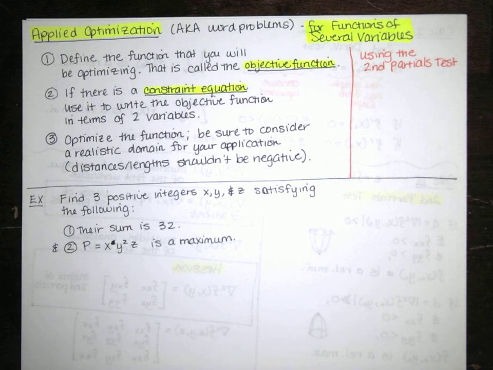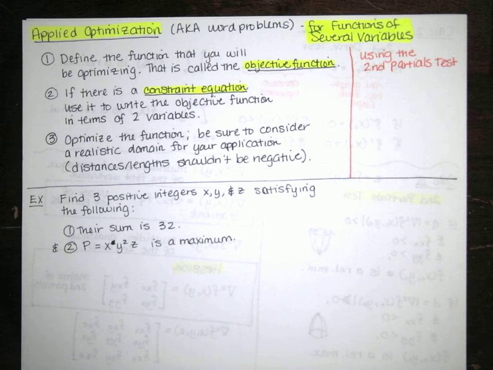In this video, we discuss applied optimization, so those are just word problems for functions of several variables. Now we're still using the same second partials test that we used at the beginning of this section on optimization, but we've got a few extra steps, a few extra things to keep in mind when we're solving word problems.